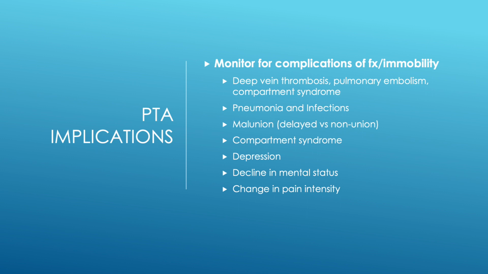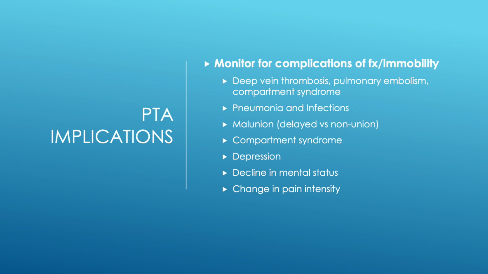Pneumonia and infections. Immobility can predispose individuals to respiratory complications such as pneumonia or other infections. Signs and symptoms would include fever, chills, productive cough, chest pain, difficulty breathing, and general malaise.